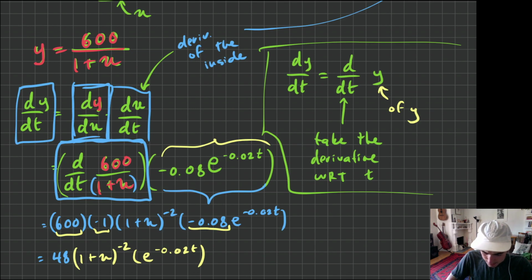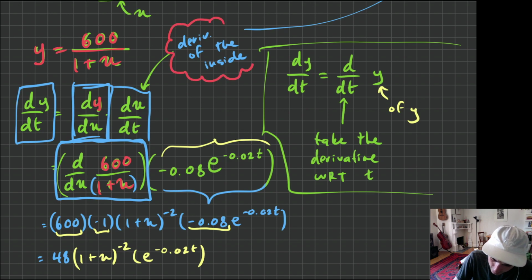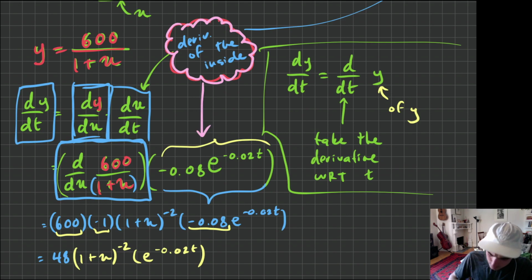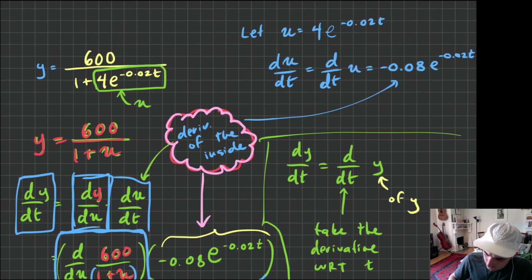So I took d by du of y. And, oh geez, look at this. I made another little typo. I'm sorry, guys. This might be why you're having some issues. That should be d by du, right? Because we're taking the derivative of y with respect to u. So this is d by du of 600 over 1 plus u. And then what's left over is what we often refer to as the derivative of the inside. And that is what I wrote right there. That was one of the first things I calculated.